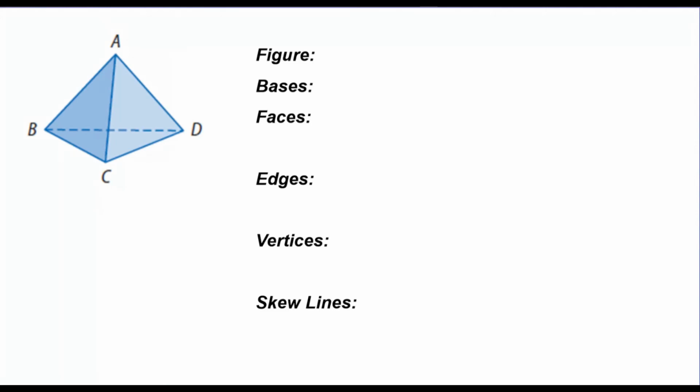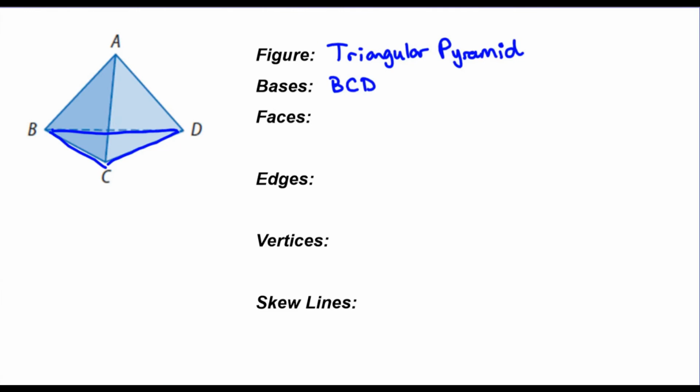Well, this has, again, one base, and all the other sides are triangles. So this is a pyramid of sorts. And since the base is a triangle, this is a triangular pyramid. And if we want to name the base, it is BCD. The other faces would be here, and that would be ABC. We have ACD. And the one in the back, ABD.